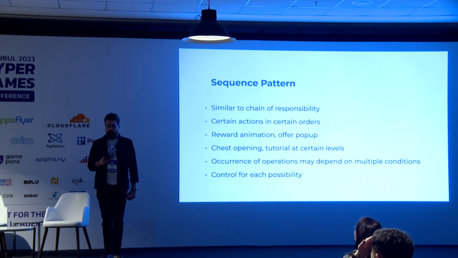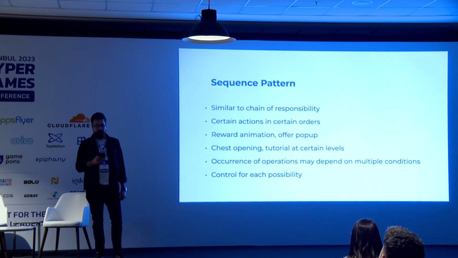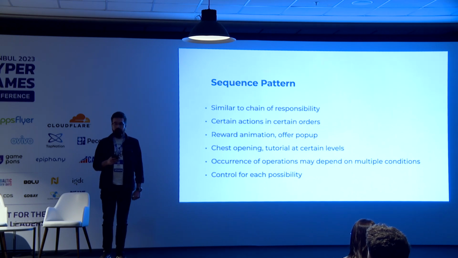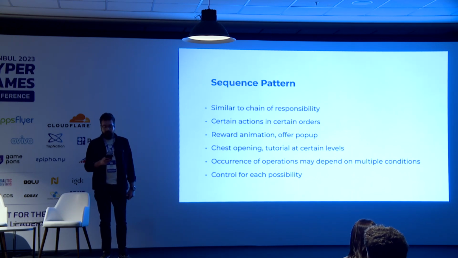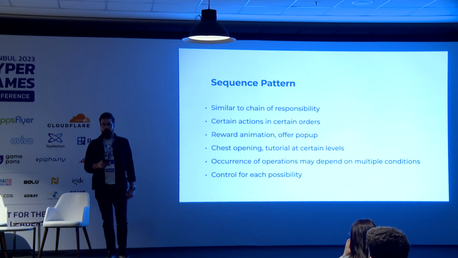If we make these controls for each possibility that may come after an operation, each class becomes a stack of code that contains more than one control. We use the sequence pattern to solve this problem in a manageable way.